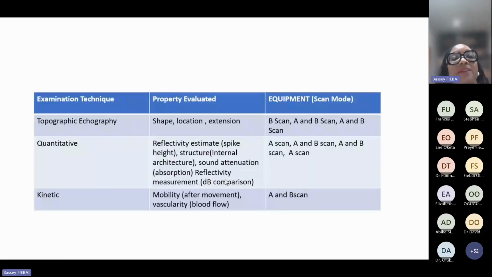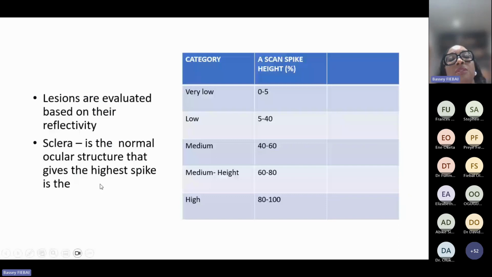So like I said, the sclera is the ocular structure that has the highest spike, and that spike is 80 to 100%. In fact, it's 100%. So every other spike that you're trying to evaluate, you should compare it to the scleral spike. So for medium spikes, it may be about 40 to 60% of the scleral spike.